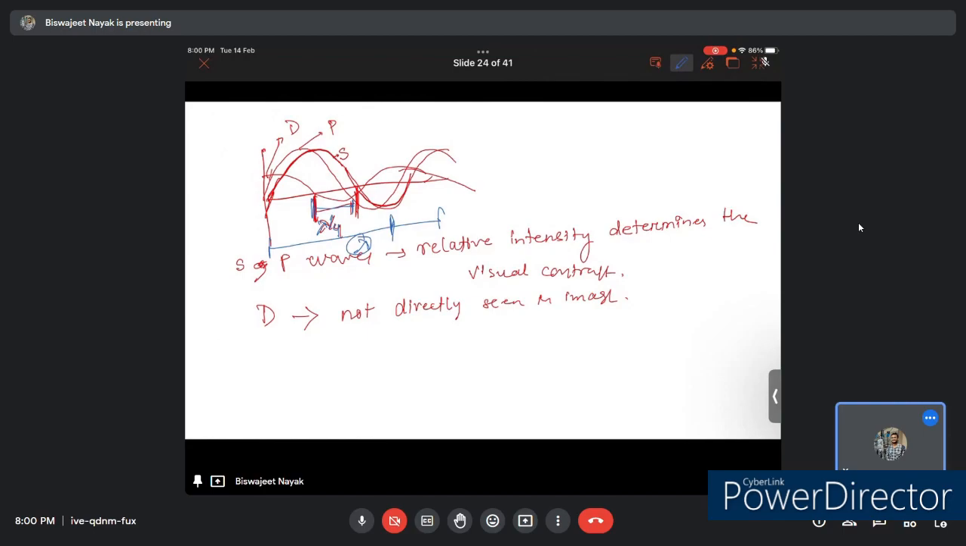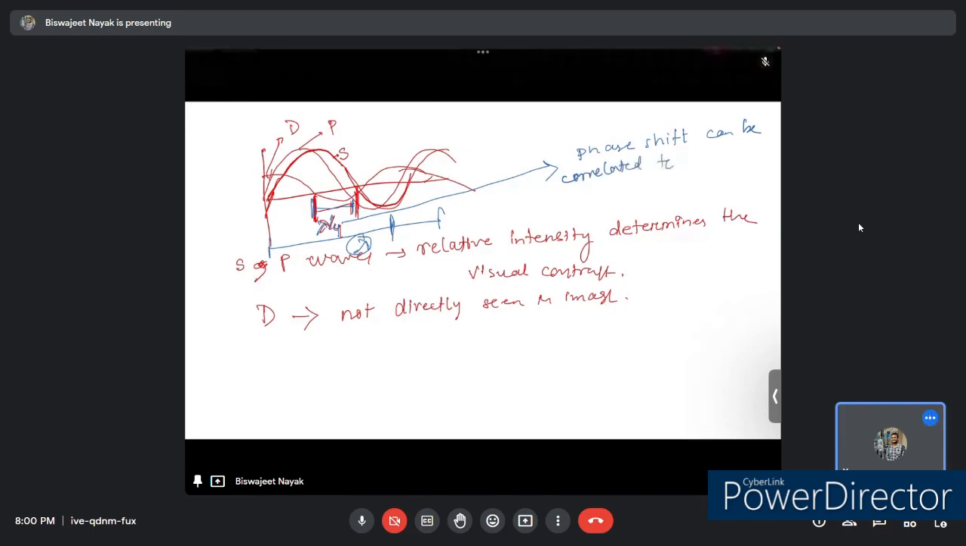And this phase shift which is occurring in the diffracted wave, we can correlate with scattering and diffraction.